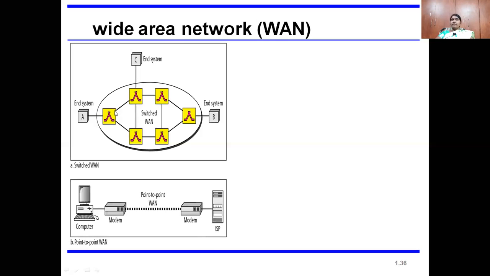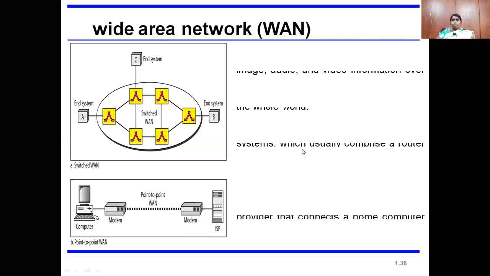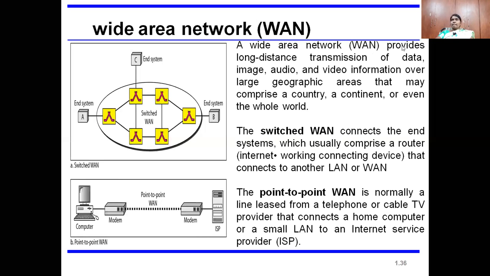Yes or no? Here we have a number of switches. It is not directly connected. Here, the data should transfer from this switch to this one, here to here, and it has to pass through some 4 switches. But here, from our PC to another PC, we have a direct point-to-point WAN connection.